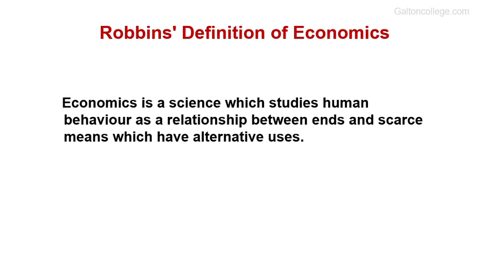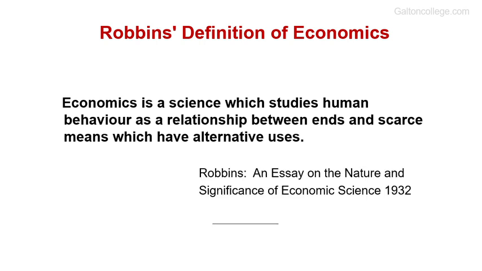The definition is: economics is a science which studies human behavior as a relationship between ends and scarce means which have alternative uses. It's absolutely full of meaning, the definition. All the words have a job to do. And we're going to work our way through the definition, take out the different words and explain what they mean and why they're there. So it's a very important definition. So let's move on with it.